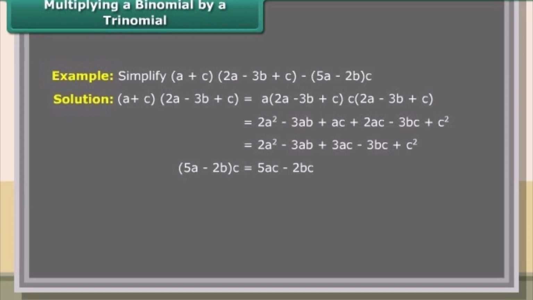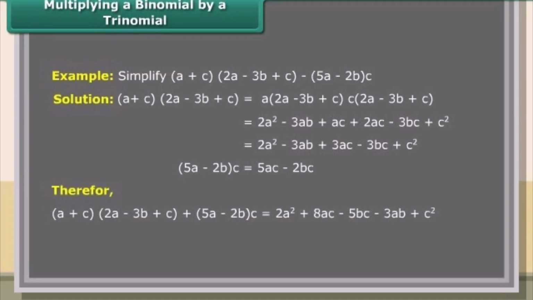(5a minus 2b) into c is equal to 5ac minus 2bc. Therefore, (a plus c) into (2a minus 3b plus c) plus (5a minus 2b) into c is equal to 2a squared plus 8ac minus 5bc minus 3ab plus c squared.